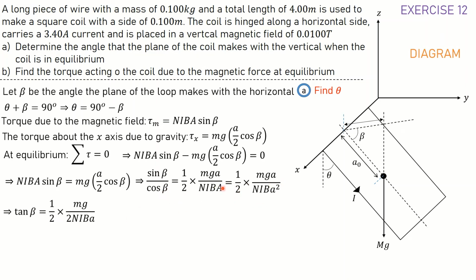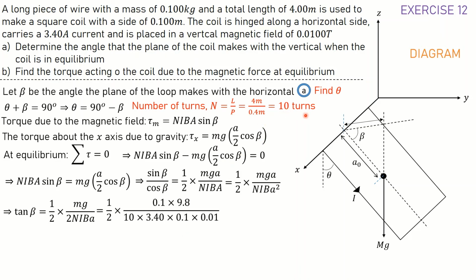Remember, our A here is the area of the coil, which is a squared, so one of the a's cancels with what is in the denominator, and we are left with a there. Now the number of turns, which is N, is simply the length, which is 4 meters, divided by the perimeter of the figure. The perimeter is the sum of all the sides. Since it's a square, there are 4 sides, so we have 0.1 times 4, which is 0.4, so there are 10 turns. So with that, we just replace the respective values, and we get beta to be tangent inverse of 14.41, which is 86.03 degrees.